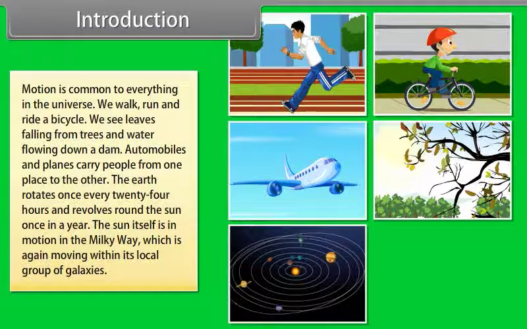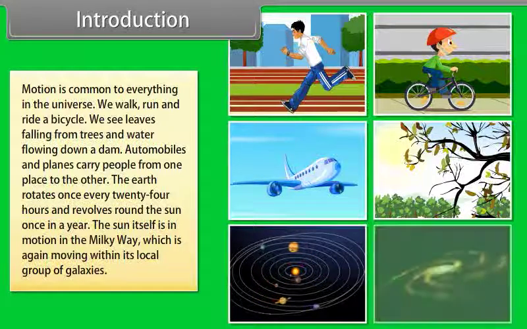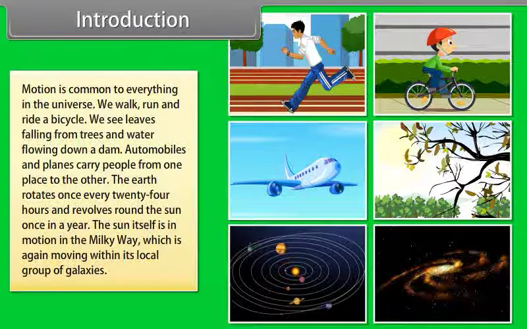The earth rotates once every 24 hours and revolves around the sun once a year. The sun itself is in motion in the Milky Way, which is again moving within its local group of galaxies.